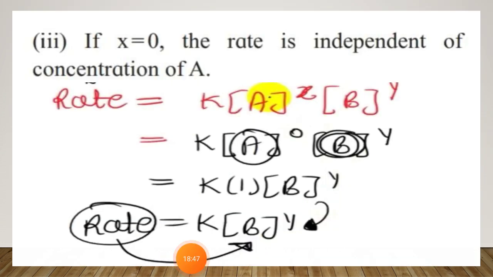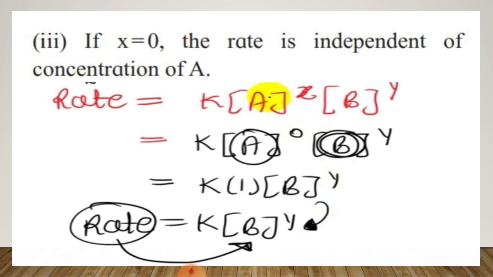We are moving further to the third change, concentration change: how does the concentration change affect the rate of reaction? Now if we are keeping X equal to 0, the rate is independent of the concentration of A. Obviously it will be independent, for the concentration of A will not affect the rate of the reaction at all.